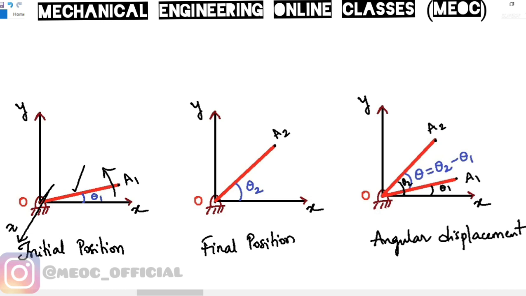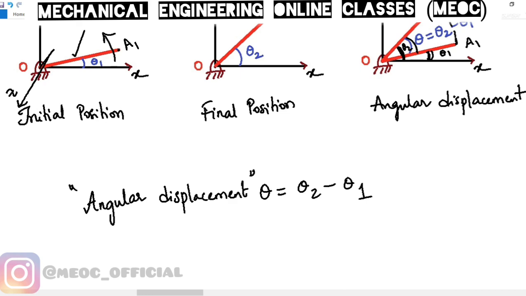So the angular displacement from A1 to A2 is theta 2 minus theta 1. Theta 2 minus theta 1 is this theta. So that is the angular displacement, which is theta 2 minus theta 1.